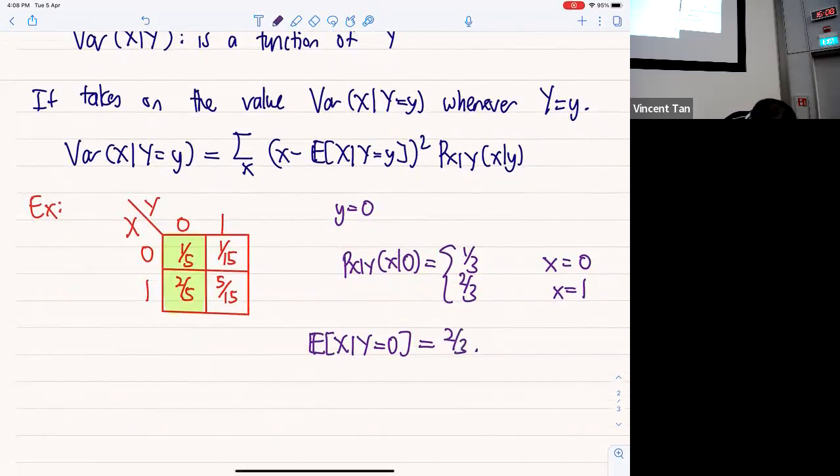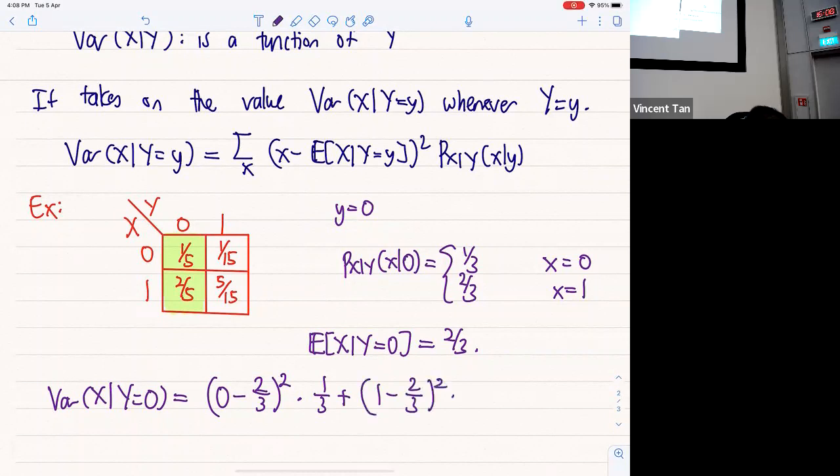So we can plug all these into the formula. The variance of x conditioned on y equals 0 is equal to, well, x runs over two values only. So we have 0 minus the conditional expectation 2/3, quantity squared, multiplied by 1/3, plus 1 minus 2/3, hopefully I'm right, multiplied by 2/3. And this is whatever it is, I didn't bother to calculate it. This is the way to calculate the conditional variance conditioned on a particular event, and the event is that the random variable y takes on a certain number, little y.